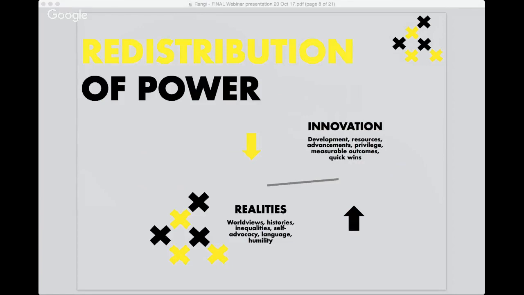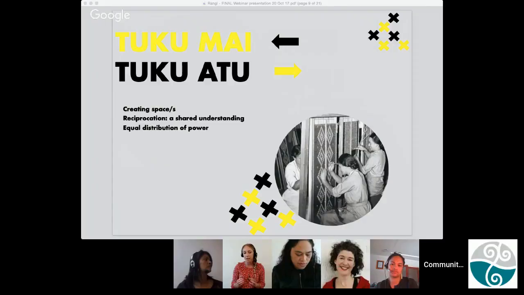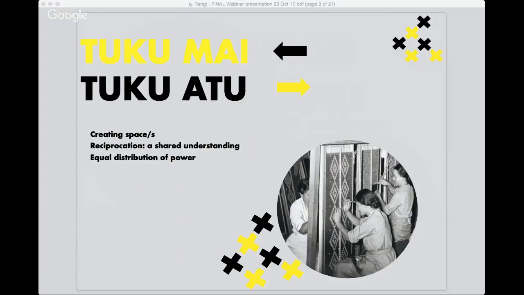At the core of that is a redistribution of power. On one side, it's about innovation, looking forward, development and advancements. But on the other side, it's about understanding realities, and that is a plural thing: worldviews and histories, inequalities and self-advocacy, language and humility are all things that we hold not at the tip of our tongue. It is about creating a space where we can tuku mai and tuku atu. We can create spaces of reciprocation and shared understanding, but most importantly, we work hard on an equal distribution of power and value in people's voices.